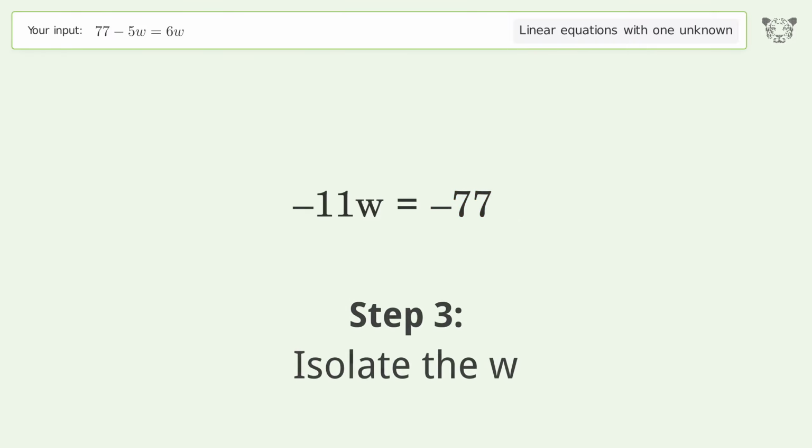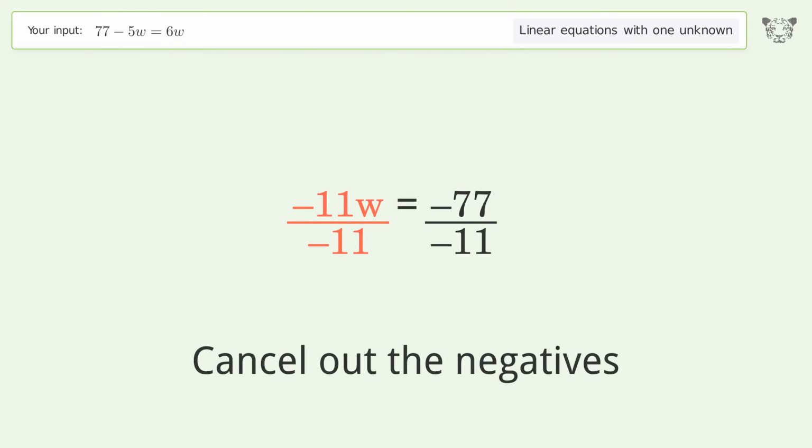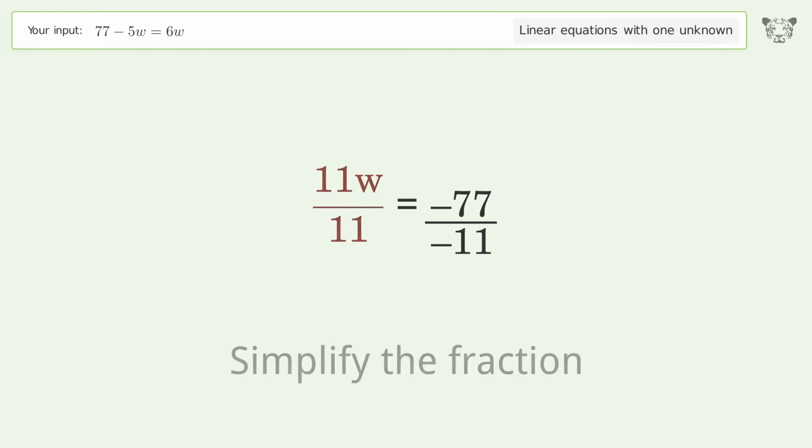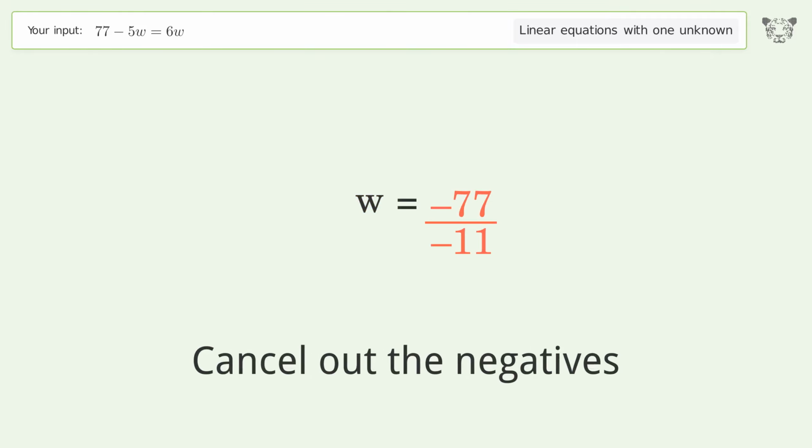Isolate the W. Divide both sides by -11. Cancel out the negatives. Simplify the fraction. Cancel out the negatives.